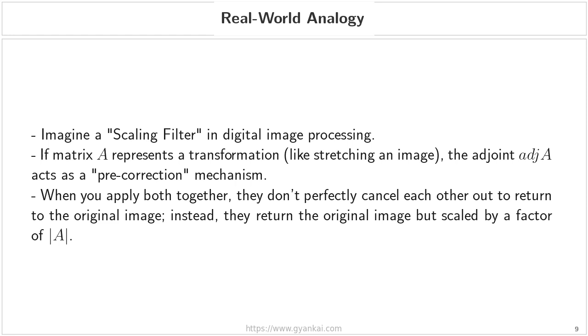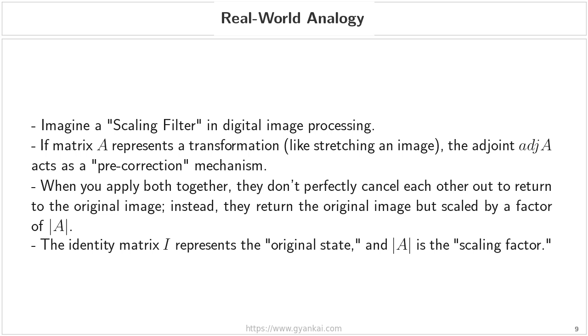Instead, they return us to the original state, but with a twist. The image is scaled by a factor of the determinant of A. In this analogy, the identity matrix, I, represents that original, untouched state of the image. The determinant, which we write as |A|, acts as the scaling factor that grows or shrinks the image. So, the equation we've been studying is essentially saying that applying both the transformation and its adjoint results in the identity matrix, simply scaled by the value of the determinant.